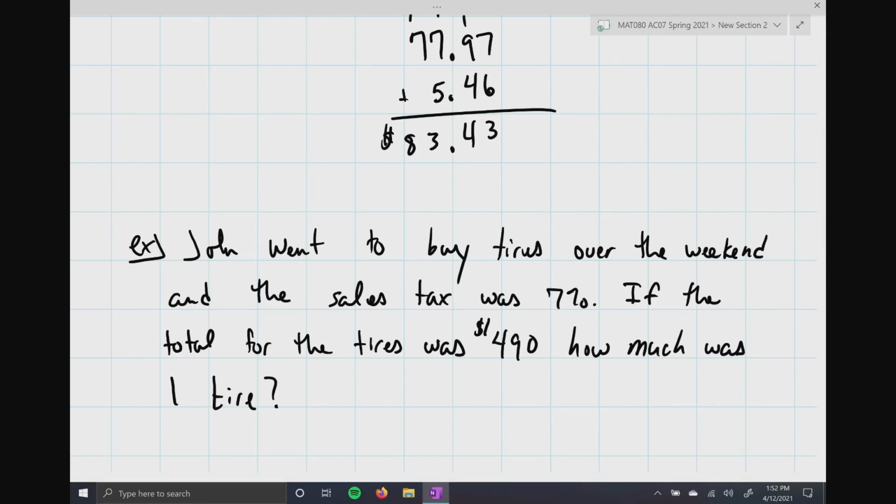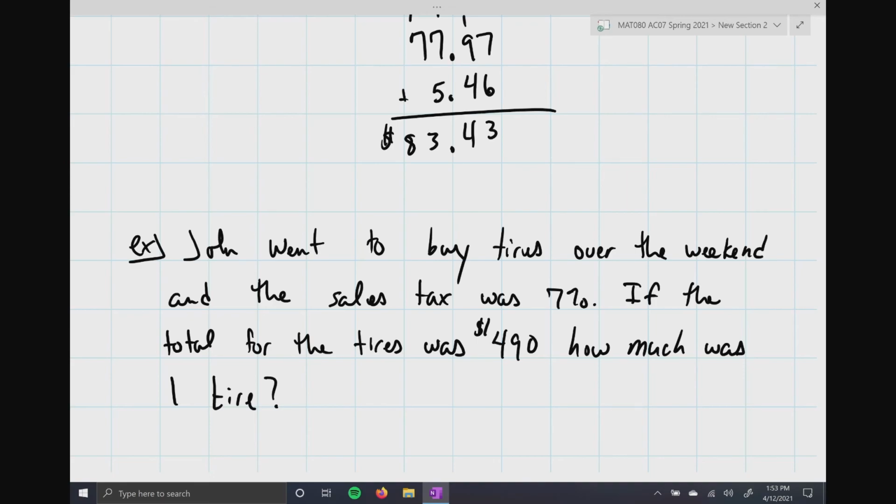So I went up to Goodyear. I bought some tires, sales tax, 7%. My grand total for everything was $490. How much was one tire? How would you go about solving this? Well, first you would divide 490 by the amount of tires on your car, which is 4, to figure out how much one tire costs, and then add sales tax on it.